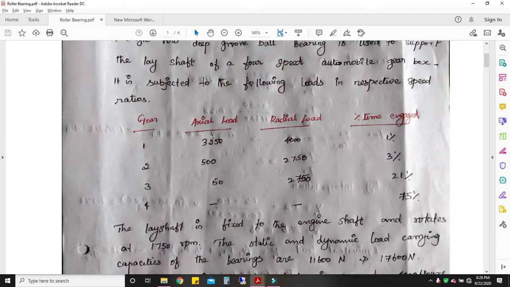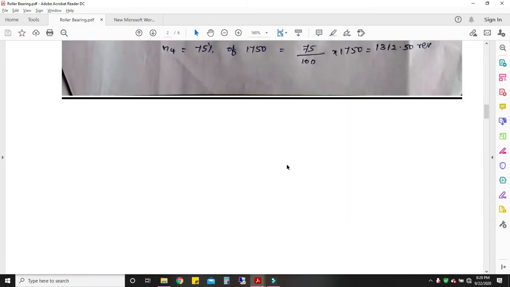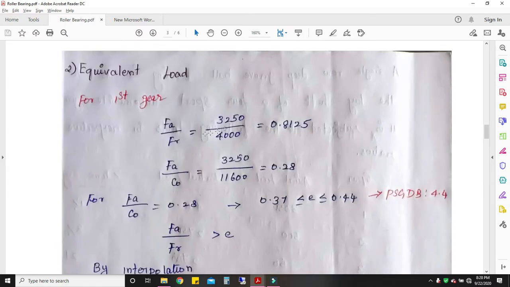The axial load FA is equal to 3250 and the radial load is 4000. We have to find the ratio between the axial load and the radial load, which means 3250 divided by 4000. So FA by FR equals 3250 divided by 4000, which is equal to 0.8125.